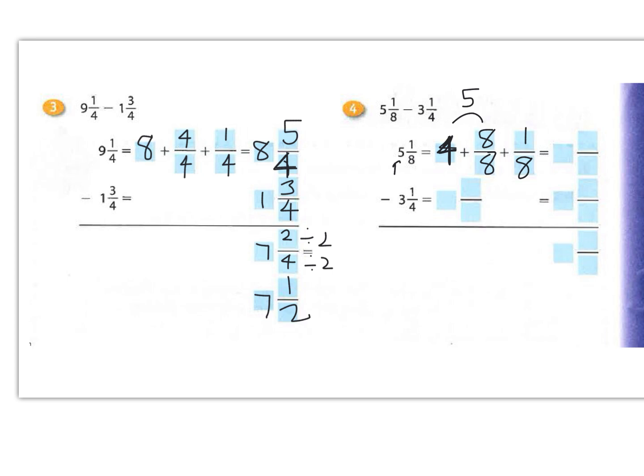So then if we add that all together, we have 4 9/8. But now we need to make the 3 1/4 into eighths too. So we have a common denominator. So we would do 4 times 2 is 8, 1 times 2 is 2, so then we have 3 2/8. So now we can subtract. 9/8 minus 2/8 is 7/8, and then 4 minus 3 is 1. So 1 7/8.